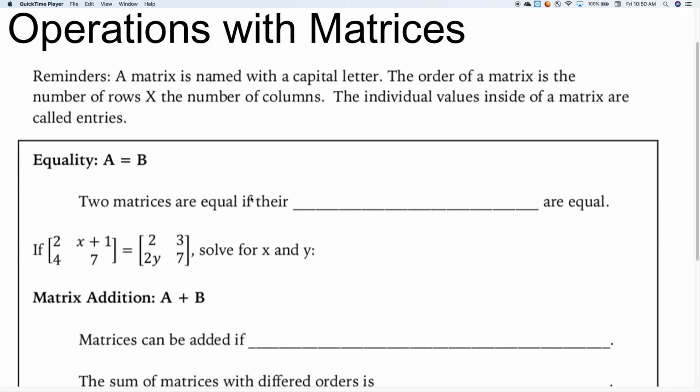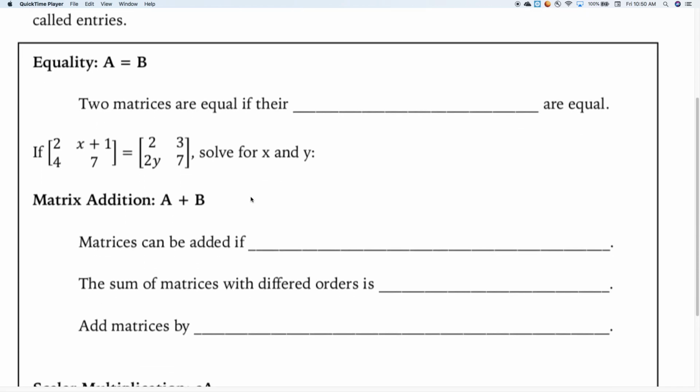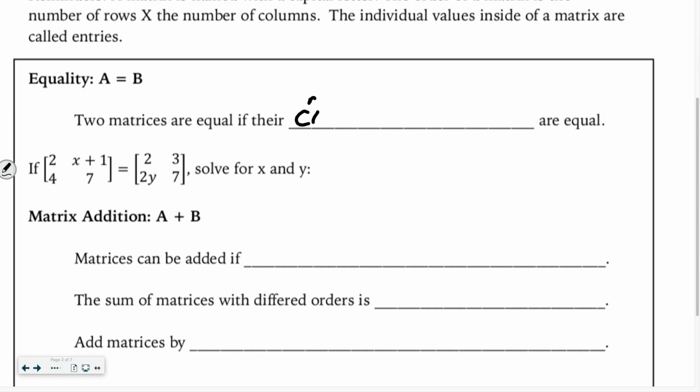Okay, so we're going to start with something that's pretty basic, matrix equality. Notice I have capital letter A equal to capital letter B, so that means matrix A equals matrix B. What would you say would have to be true if two matrices were equal? The entries are equal. They're basically like the same matrix, right? So I'm going to say here two matrices are equal if their corresponding entries are equal.